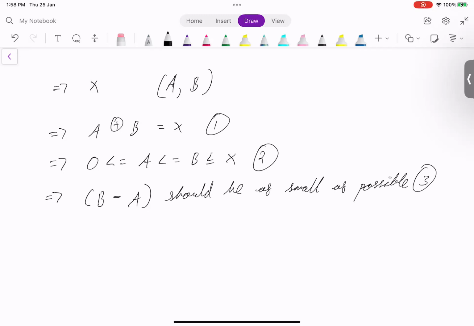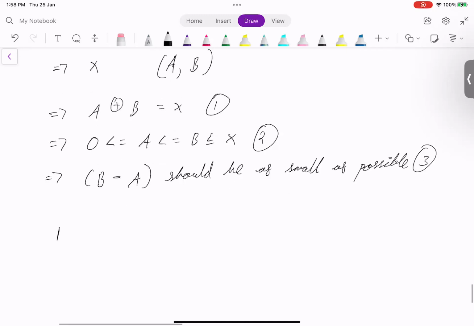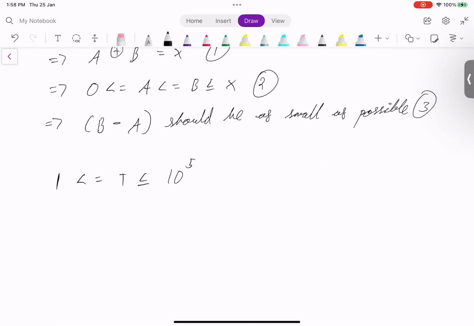So if we look at the constraints of this problem, the number of test cases can be in the range 1 to 10 power 5, and x will be in the range 1 to 10 power 9.